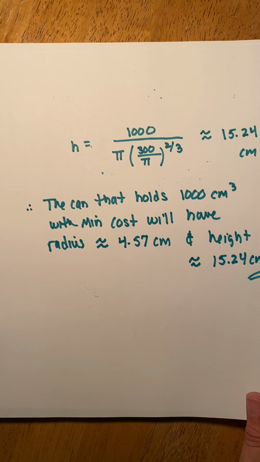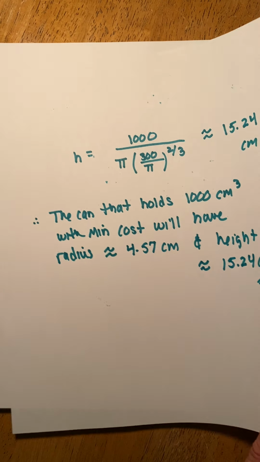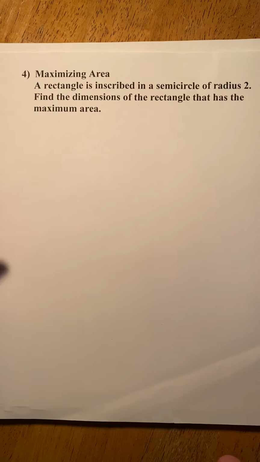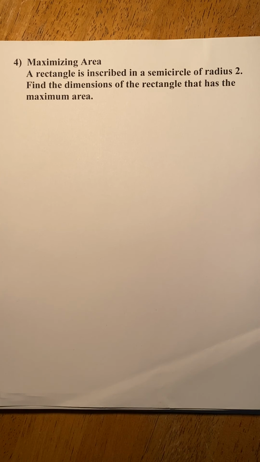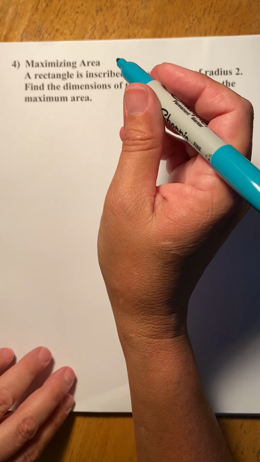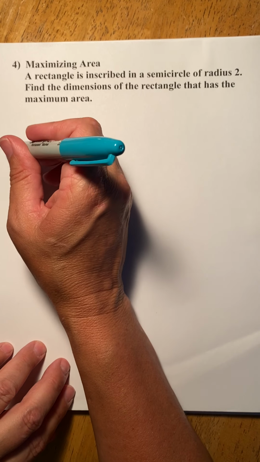All right, one more little tiny problem. This type of problem tends to pop its head up often, so we're throwing it in there. Let's maximize the area, but with a specific constraint. We have a rectangle inscribed in a semicircle of radius 2, and we want to find the rectangle that has a maximum area.